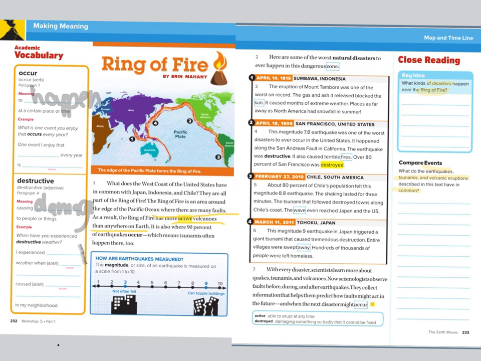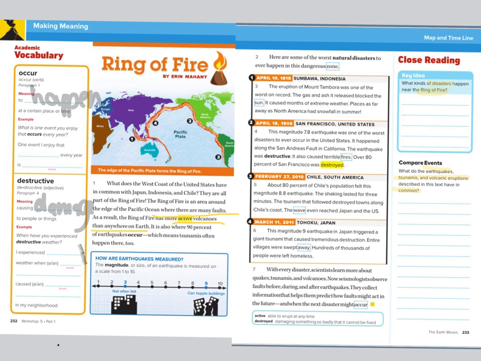With every disaster, scientists learn more about quakes, tsunamis, and volcanoes. Now seismologists observe faults before, during, and after earthquakes. They collect information that helps them predict how faults might act in the future and when the next disaster might occur.